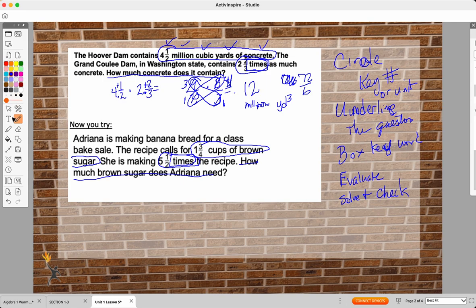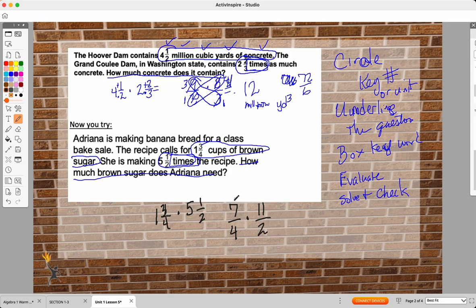So I'm going to change this and make my writing just a wee bit darker so it's easier to read, and change it to a different color. So you have 1 3/4 times 5 1/2. So again, we're going to set up that problem as 7/4 times 11/2.